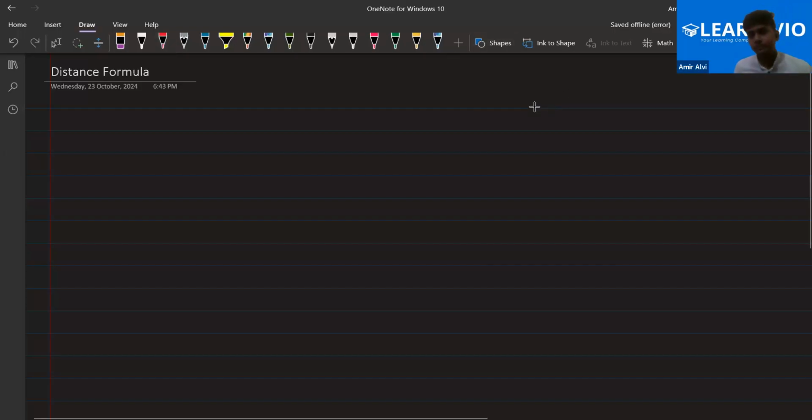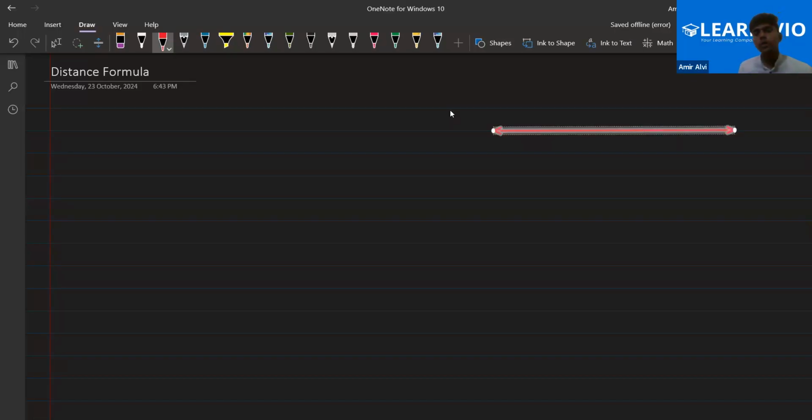Now, sir, let's start the distance formula. Distance formula is very simple. It's nothing but calculating the distance between the two given points. So the distance formula is used to calculate the distance between two points. Is that clear? The theory is not that much because there's only a single formula.